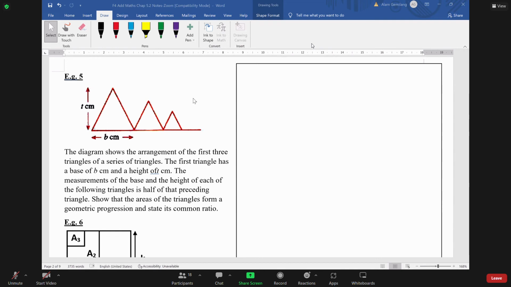Area. So you must look at the question carefully. They say show the area forms a geometric progression, not the base of the triangle is a geometric progression, or the height of the triangle is a geometric progression. They want you to check the area of the triangle.